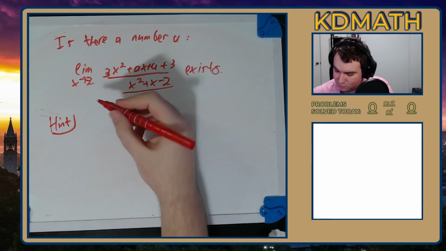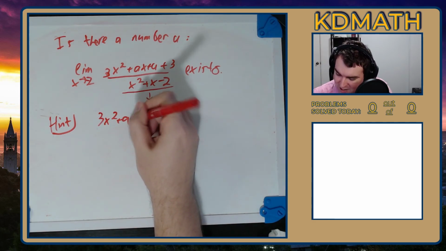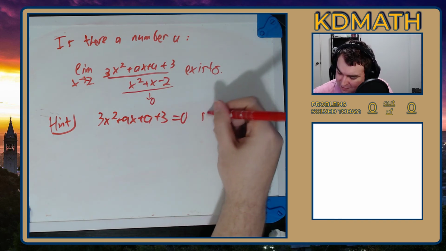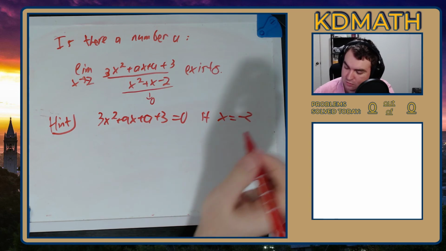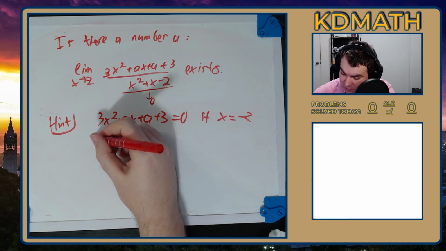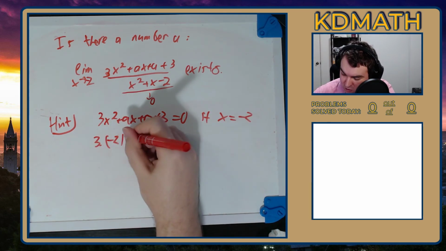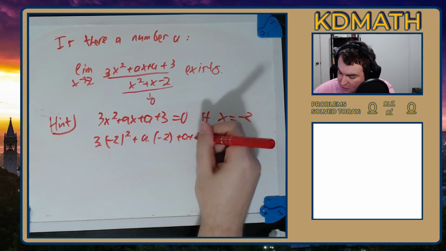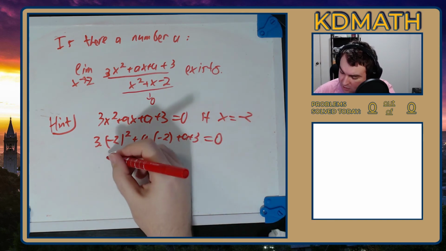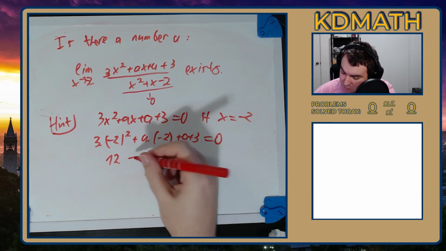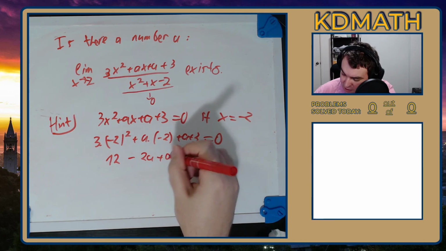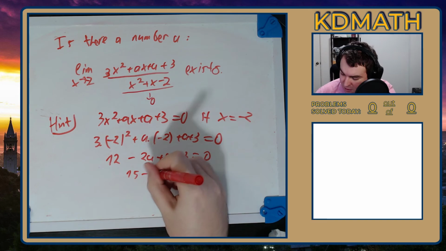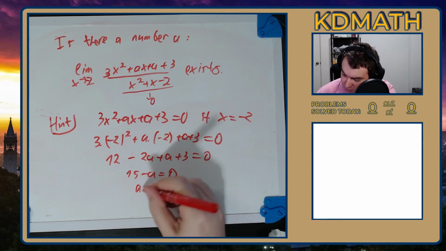Start over. We want 3x squared plus ax plus a plus 3 to equal 0 if x equals -2. So plug in -2, you get 3 times -2 squared plus a times -2 plus a plus 3. This should equal 0. So you still get 12 minus 2a plus a plus 3 equals 0. So 15 minus a equals 0. So a equals 15.